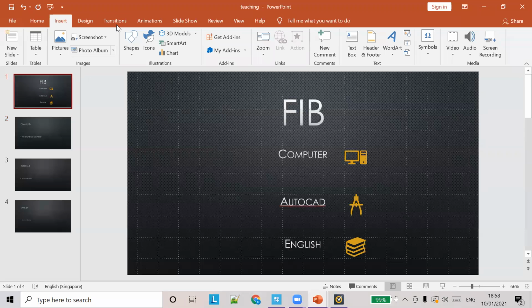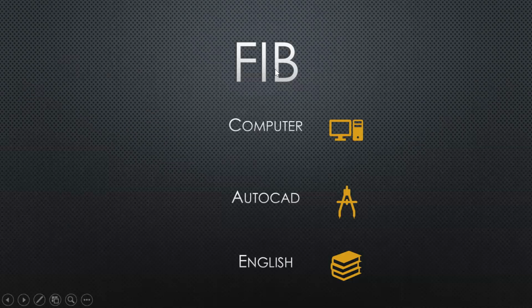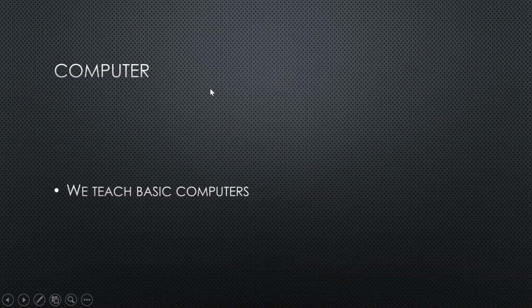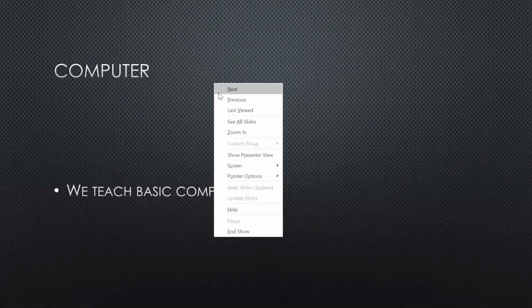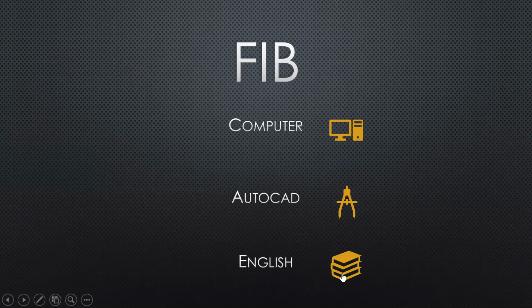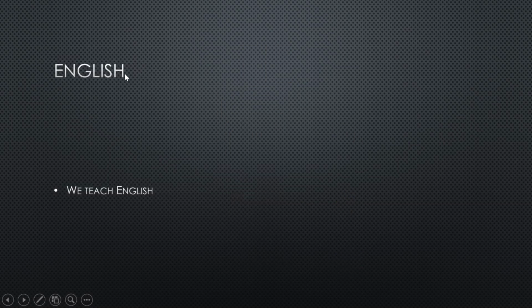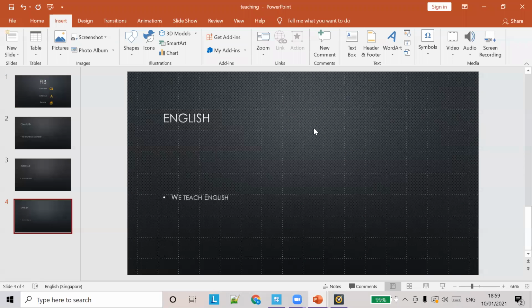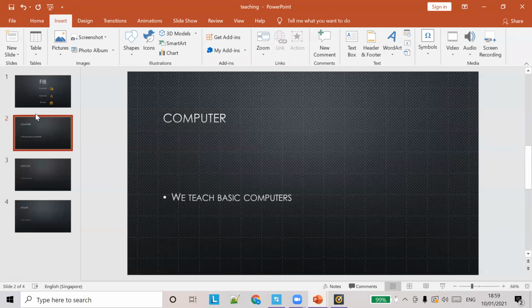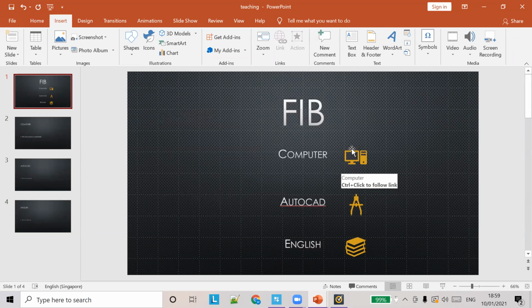So I'll go to the home screen. So let's start a slideshow. And now you click computer, right? It goes directly to the computer screen. And go to the home screen again. So when you click English, it goes to the English slide automatically. So we have provided links to go to the appropriate screen, but we don't have an icon to go back to the home screen, right? So maybe we'll add that too.